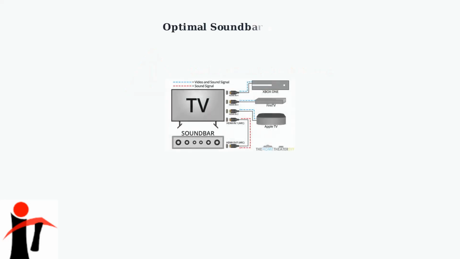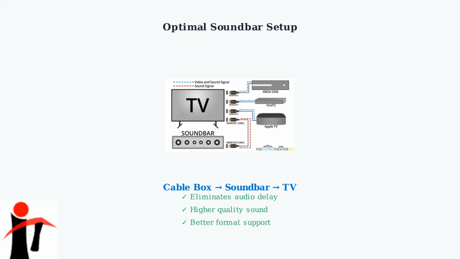For soundbar setups, optimal audio performance comes from connecting your cable box directly to the soundbar via HDMI, then using HDMI ARC to connect the soundbar to your TV. This direct connection method eliminates audio delay and ensures the highest quality sound transmission from your Xfinity cable box to your sound system.